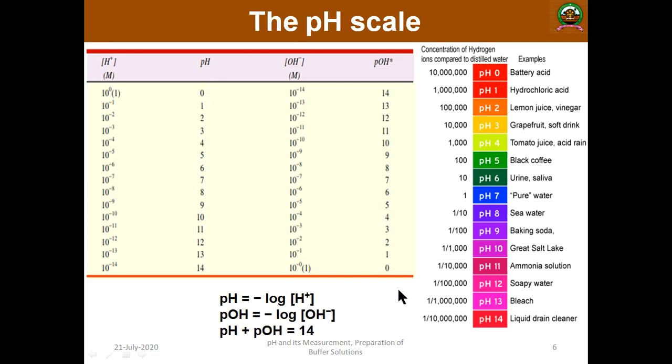So in total we can see that pH plus pOH is 14. Here you can see the pH 0.